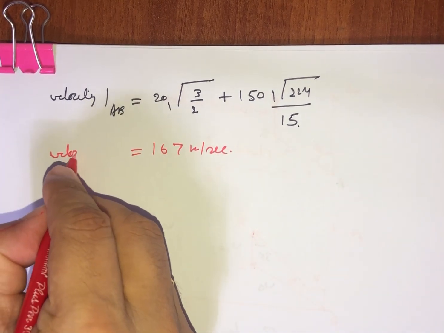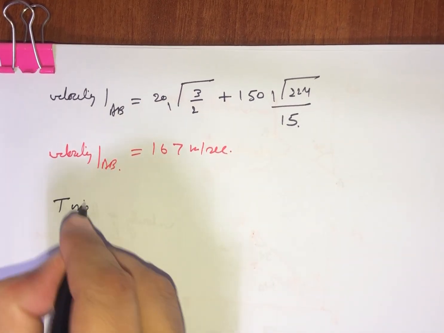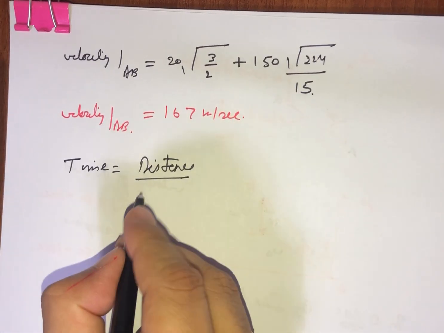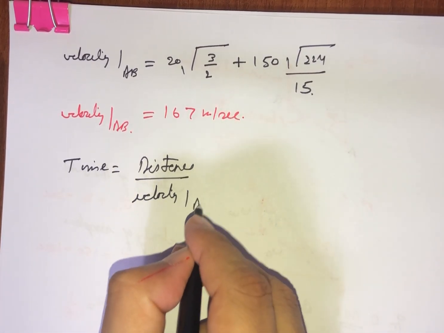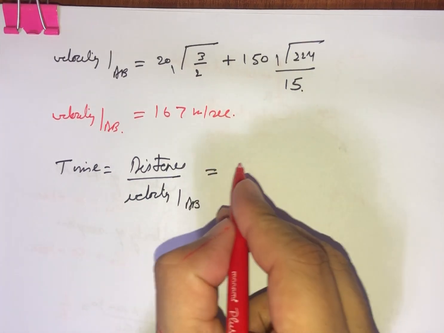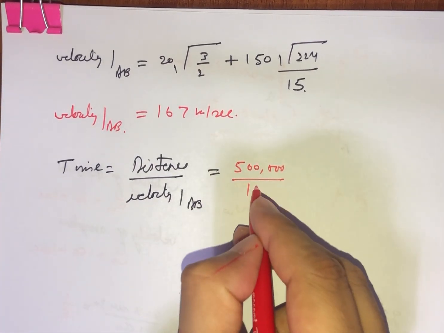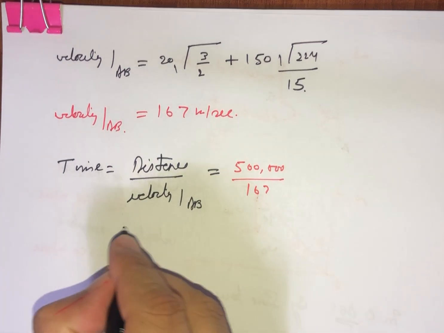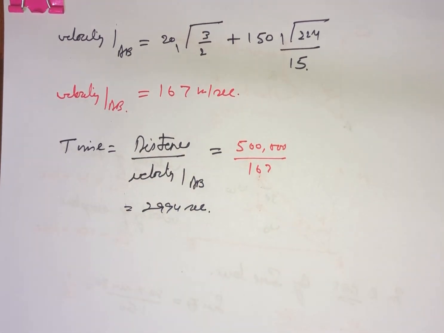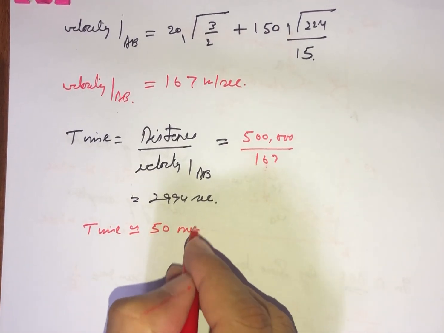You can see the velocity along the direction AB. So we already know that time is equal to distance divided by velocity in the direction AB. Distance is, that is AB, that is 500 kilometers. So this will be 500,000 meters, divided by 167. Okay, so we get this time is equal to 2994 seconds, and this time will be approximately equal to 50 minutes.